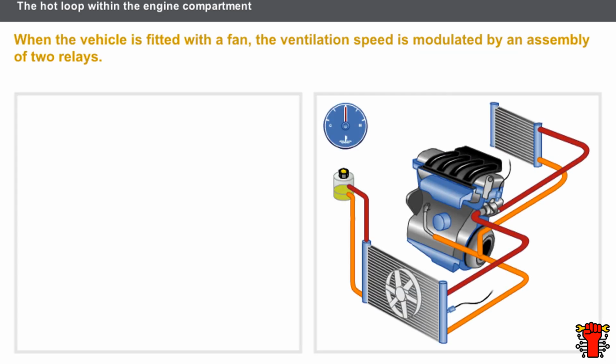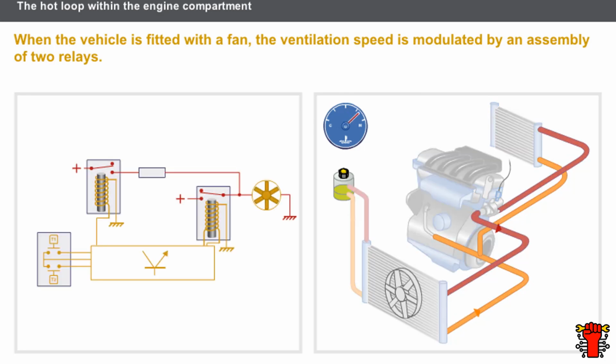Let us now look in detail at the operating principle of the ventilation speeds when the vehicle is fitted with a fan. The temperature switch informs the computer to activate the first ventilation speed. The computer then controls a relay via a resistance fitted in series. The first ventilation speed is engaged. It is designed to stabilize the operating temperature of the engine.